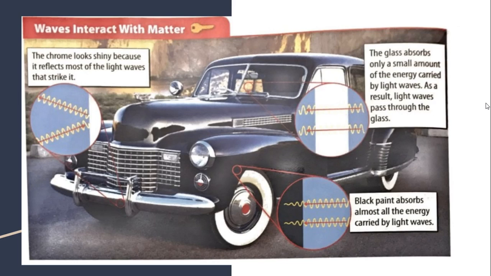Here we have an example of a car, and it helps to show these first 3 ways that waves can interact. The glass allows the waves to transmit or pass through the glass. That's why you can see inside of the car. That black paint, being very dark, absorbs the energy from the waves. And then those chrome bumpers reflect the light off of them and bounce it back in another direction. That's why you see that shininess of that chrome.